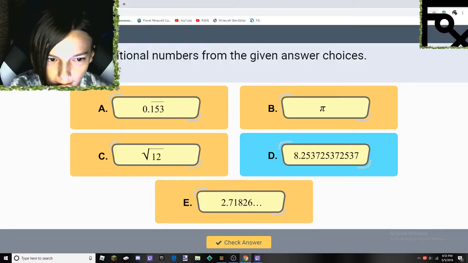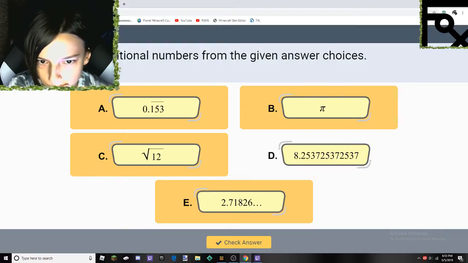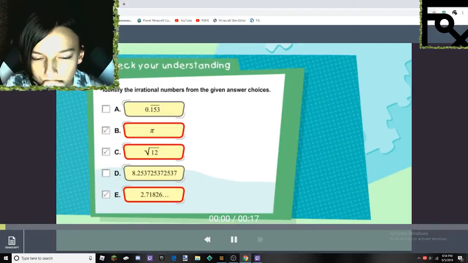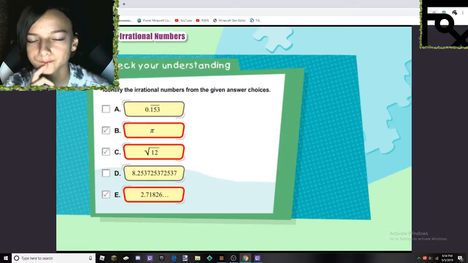Identify the irrational numbers from the given. The answers are choices B, C, and E.